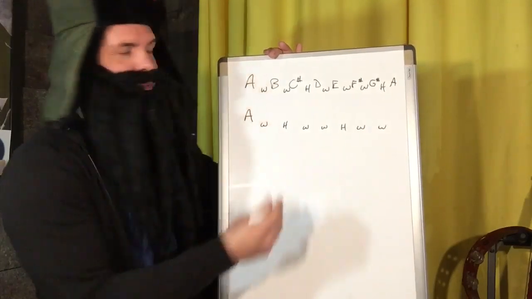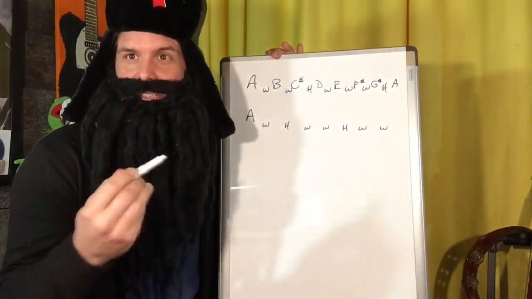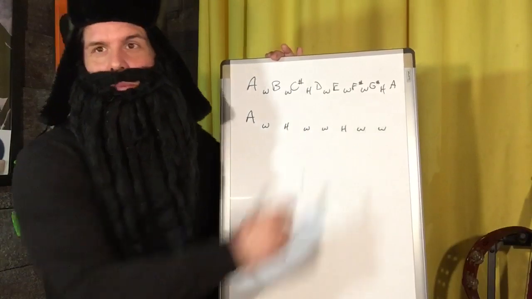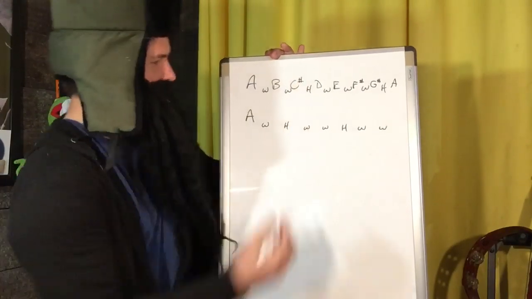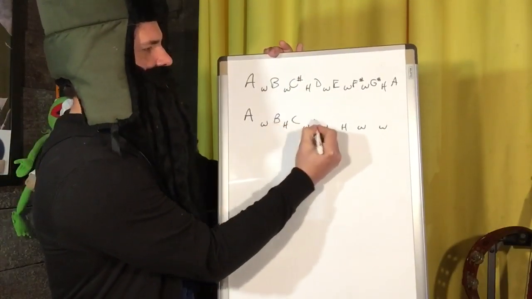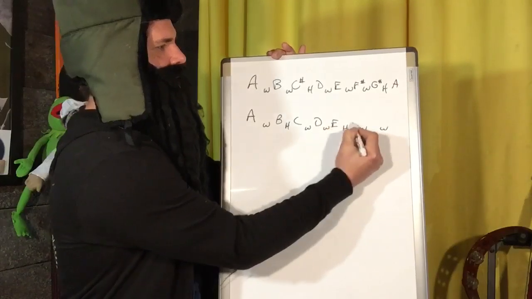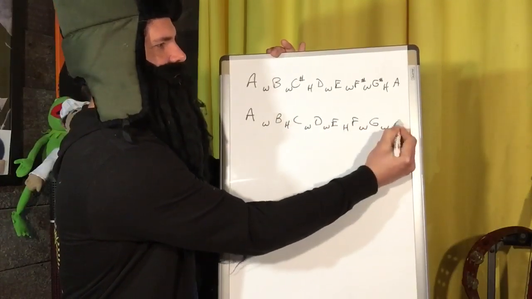Okay, minor's going to be, remember, A minor is the easy one to remember because you just go up the alphabet and there's no such thing as H, right? So A, B, C, D, E, F, G, and A.